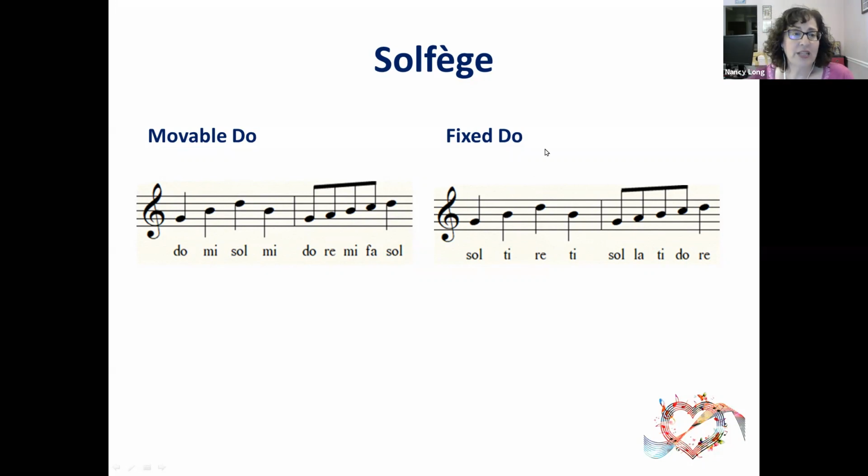Fixed do, I think, is hard. It's hard to learn. For those people that get good at fixed do, they become extremely good sight readers, extremely good. But even learning movable do will help you to learn sight reading.